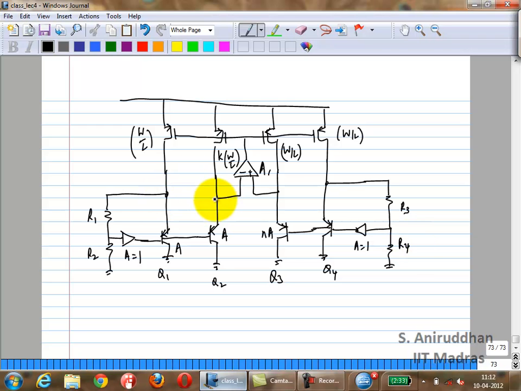Okay, so let me name these VIN, VIP. I'll call this VX. I'll call this VY. So VY is the same as VREF with respect to ground. This is still a single-ended reference. And I'll call this VA and VB.